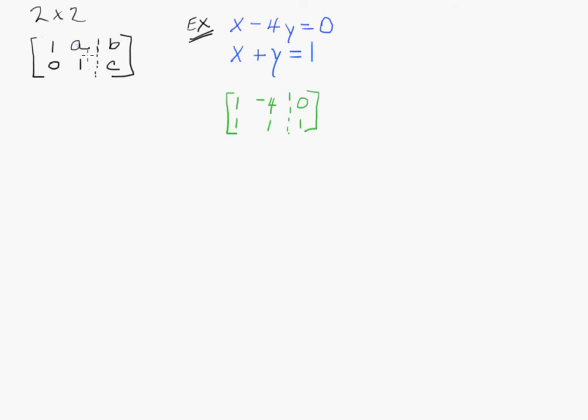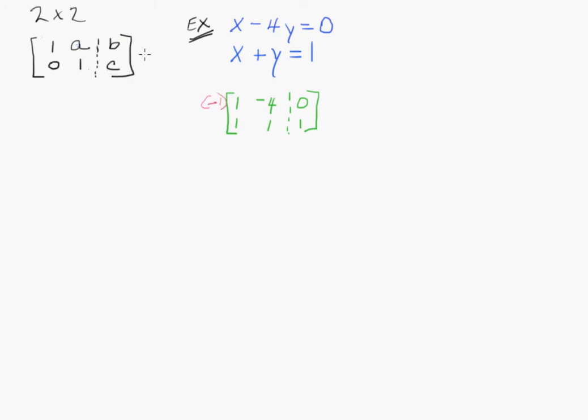So here's an example of a system: x minus 4y is 0 and x plus 1y is 1. And I've written the system as a matrix. You'll notice here that I already have a 1 in the upper left-hand corner. So what I'm going to do is use row operations, change my color, and multiply this line by -1.